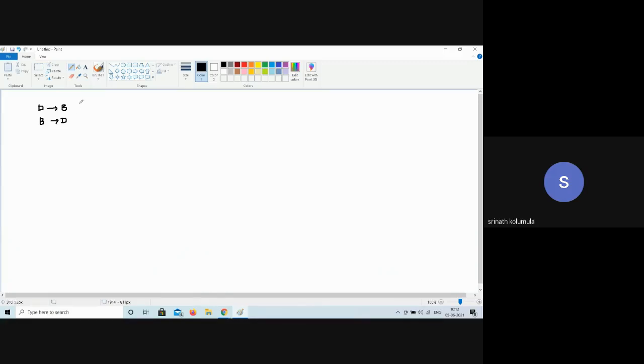Now tell me, what is the logic here to convert decimal to binary? What do you do here? Divide by 2. Okay, that is what you do. Right. And how to convert binary to decimal? Tell me, what is the logic? What do you do here?